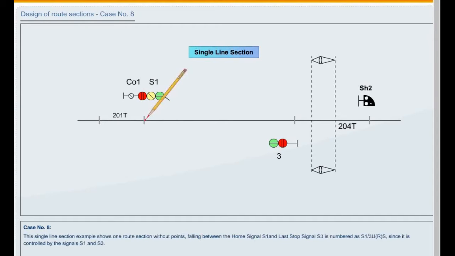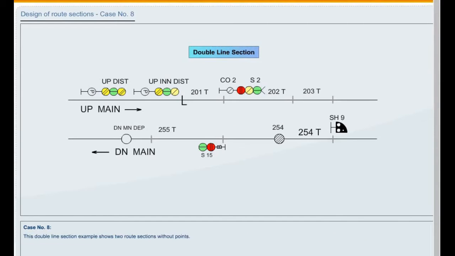This single line section example shows one route section without points falling between the home signal S1 and last stop signal S3. It is numbered S1 by 3 URS since it is controlled by the signals S1 and S3. This double line section example shows two route sections without points. One route section falling after the home signal S2 is named S2URS since it is controlled by the S2 signal. Another route section falling after the last stop signal S15 is named S15URS since it is controlled by S15.